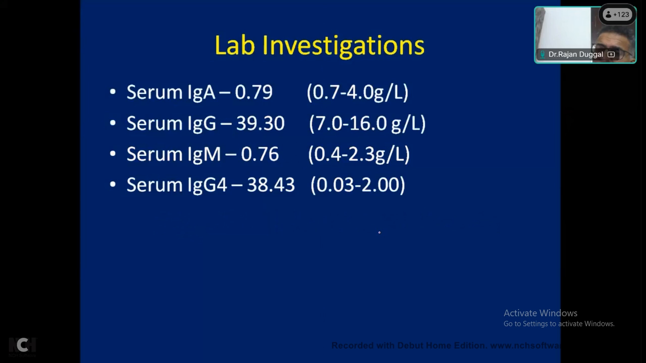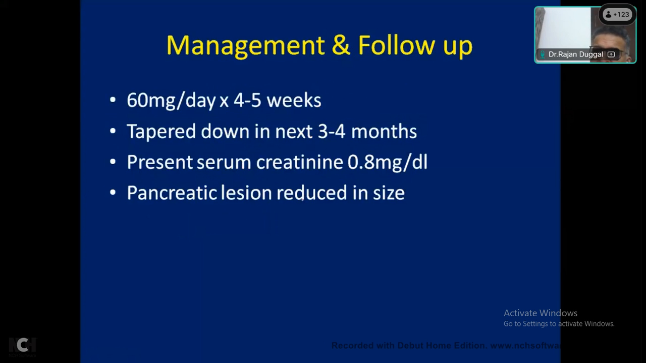This patient received treatment, and this was the follow-up. If you look at the IgG levels, they were significantly high as compared to IgA and IgM, and IgG4 also was significantly high. So this patient was started on 60 milligram per day steroids for 4 to 5 weeks. Initially, by the gastroenterologist, it was like 20 milligram per day.